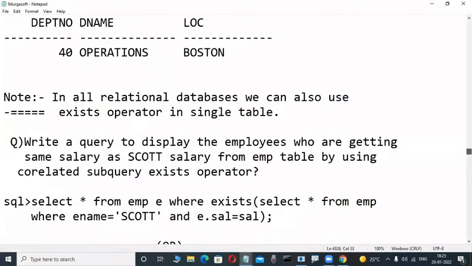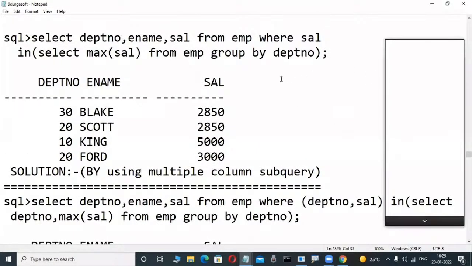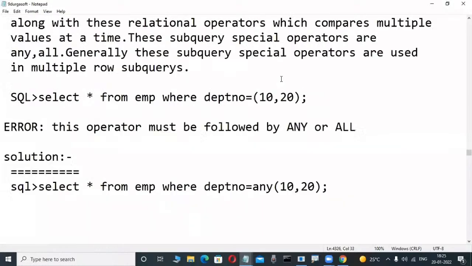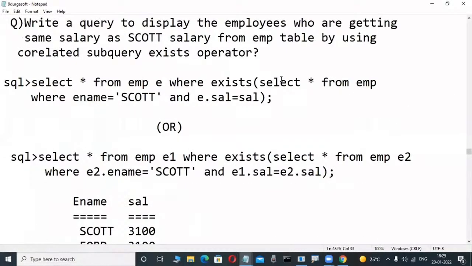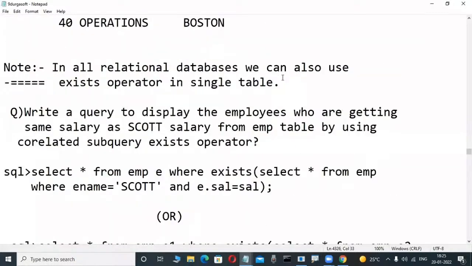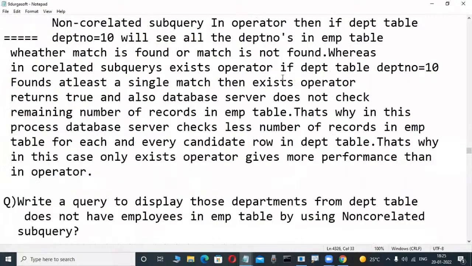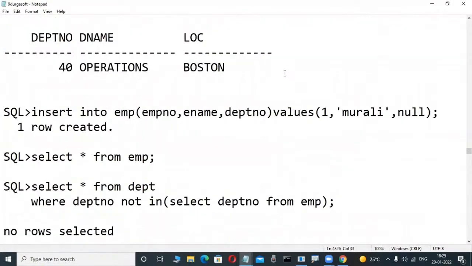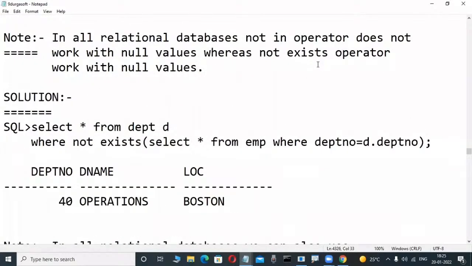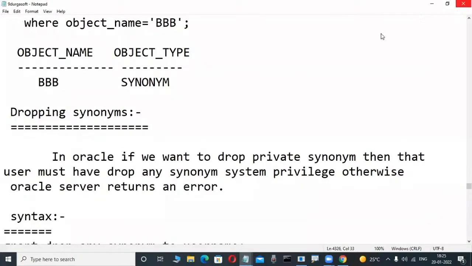Suppose you are attending an interview, and they ask you to display the nth highest salary employee, the second highest salary employee, or delete duplicate rows. These types of things are there, and we are learning all of them in our course. Some queries are there, and these are all things we are familiar with. Don't worry. Then database objects, so many things are there. These are big concepts.